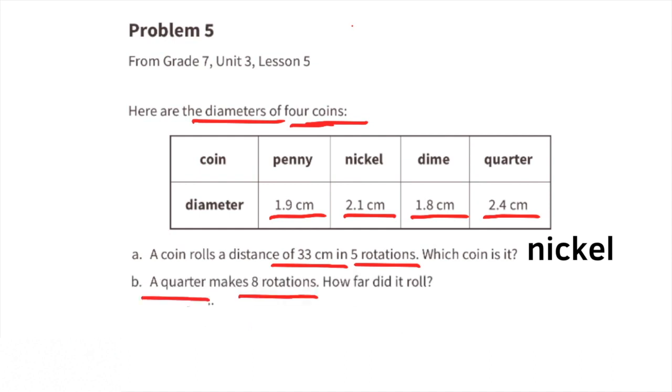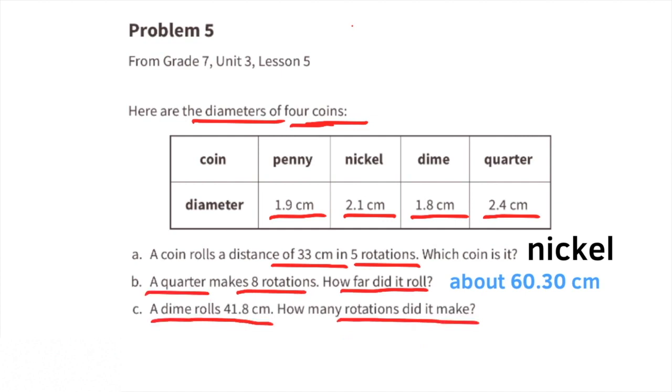B. A quarter makes 8 rotations. How far did it roll? A quarter has a diameter of 2.4 centimeters. 2.4 times pi times 8 rotations. It rolled 60.288 centimeters.